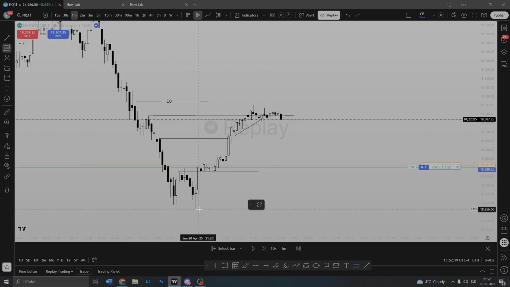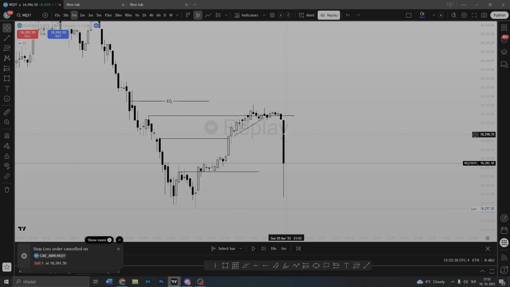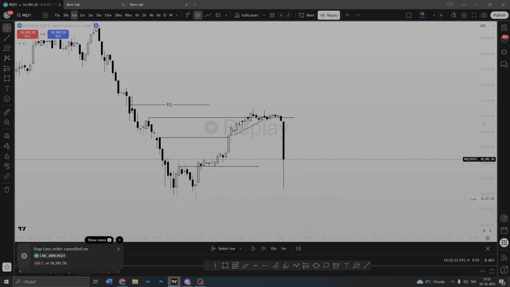So if we take a look, equal this low to this high, we can expect to go at least to this gap right here. And we're out. That's a big candle.